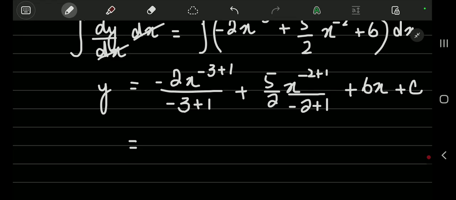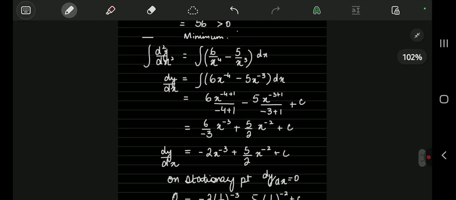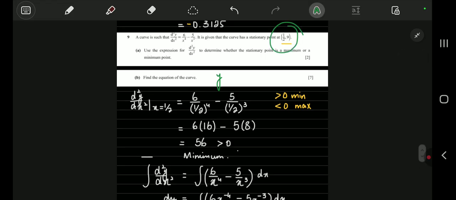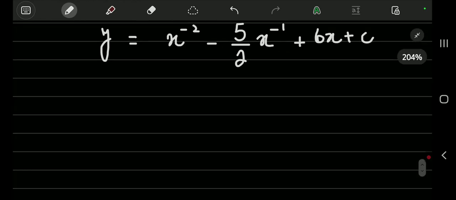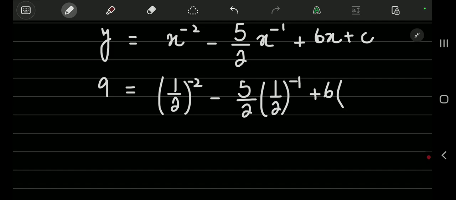Minus 3 plus 1 is minus 2, and the minus 2 can be cancelled out, so we are just left with x to the power minus 2. Minus 2 plus 1 is minus 1, so minus 5 over 2 multiplied by x to the power minus 1, plus 6x plus c. Now to find this c, we have another condition: this point (1/2, 9) lies on the curve. So we have both x and y coordinates, and we can substitute to find c. So y equals 9 equals (1 over 2) to the power minus 2, minus 5 over 2 times (1 over 2) to the power minus 1, plus 6 times 1 over 2, plus c.